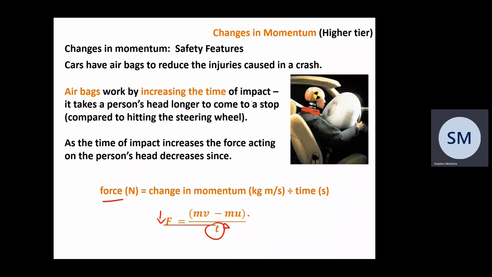Airbags work by increasing the time of impact. So the person's head would normally just smack onto the steering wheel. But if there's an airbag in the way, then it takes longer for the head to smack on that steering wheel. And even a small increase in time can lead to a huge reduction in force. And we've got some maths that we can look through. There'll be a link down there for that as well in the comments.